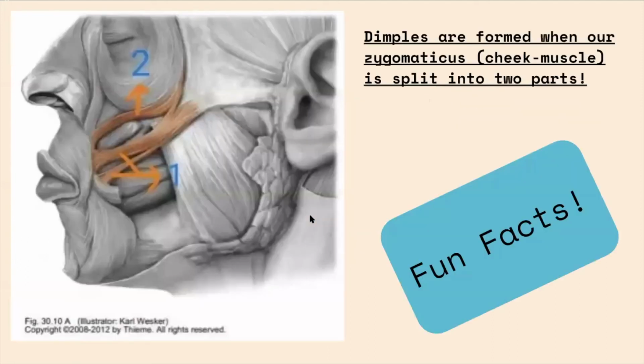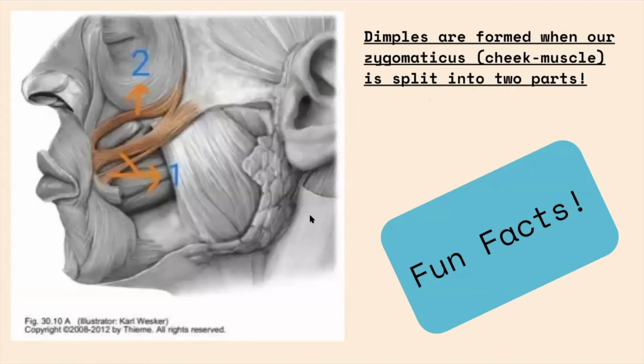Okay. Now we're here. Fun fact about the dimples. Your zygomaticus is like any other muscle, smooth, just kind of there. But when you have dimples, it is split up into two parts. Do you see that little hole where that orange thing is? There's one here and then one there. It's split in the middle.